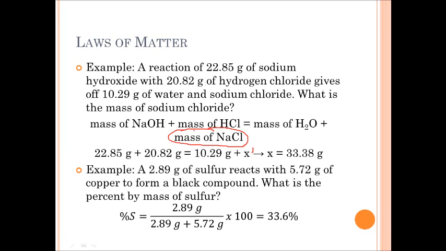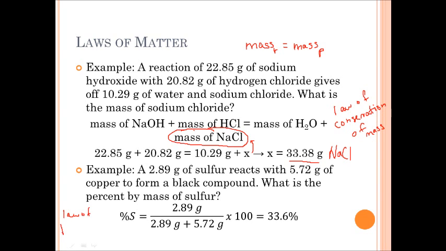And again, X is going to be the mass of our sodium hydroxide. So when we calculate that out, we get a mass of 33.38 grams for the sodium chloride. I misspoke earlier. It's not sodium hydroxide, it's sodium chloride that we're looking for. And this is an application of the law of conservation of mass. And this employs the equation: the mass of the reactants equals the mass of the products, which will be given on your midterm.